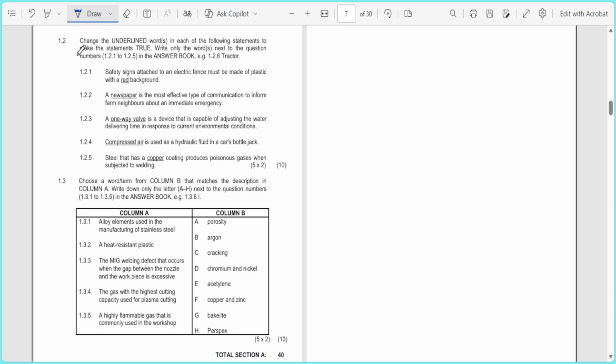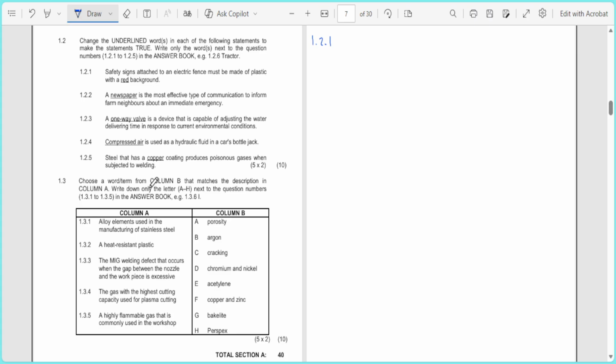Now, 1.2, the next part of our question 1. They want us to change the underlined words in each of the following statements to make the statements true. Write only the words next to the question numbers. Okay, so we have a case here. 1.2.1. All right. Okay. So safety signs attached to an electric fence must be made of plastic with a red background.